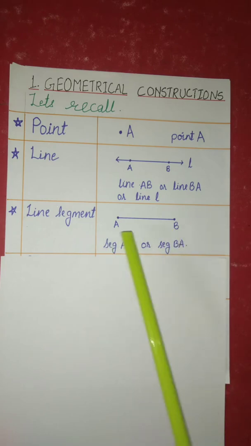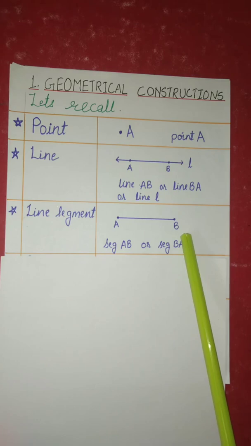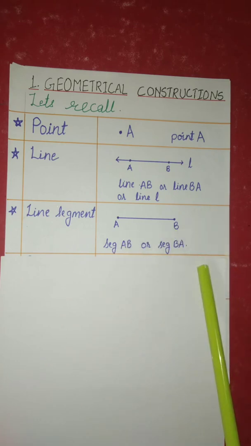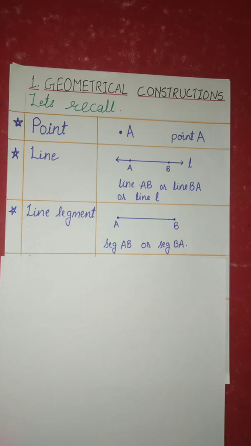It means you can start the name of the line segment from the beginning as well as the ending point. We can measure the length of a line segment, or we can draw any line segment of given length. Then the next one is ray.